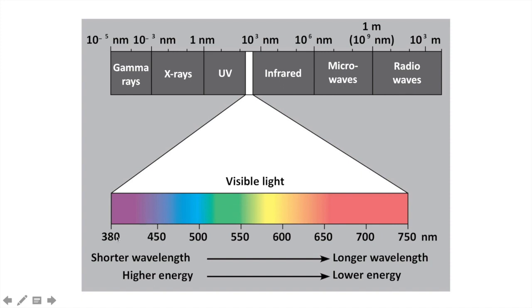And the wavelengths of light that we can see run from about 380 nanometers, or billionths of a meter, to 750 nanometers, as you can see here. And we say that the wavelength and the energy are inversely correlated, which means as wavelength gets bigger, energy gets lower, and vice versa.